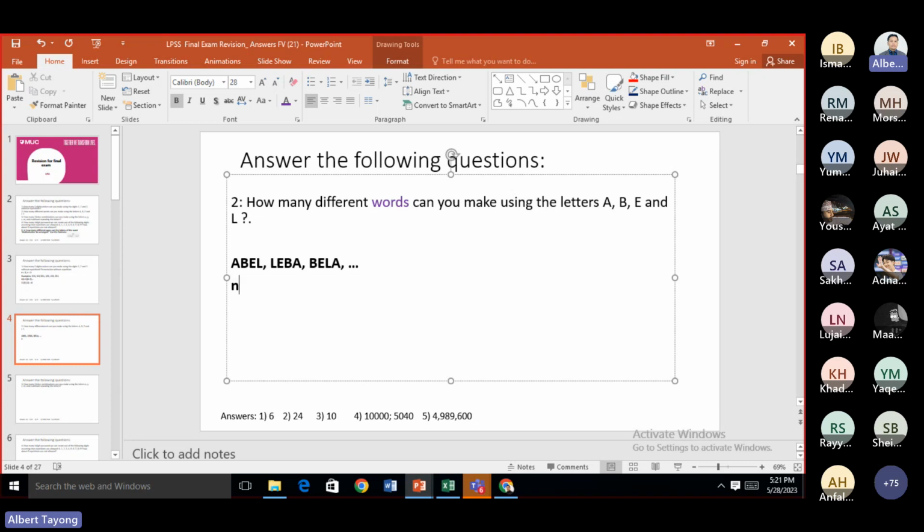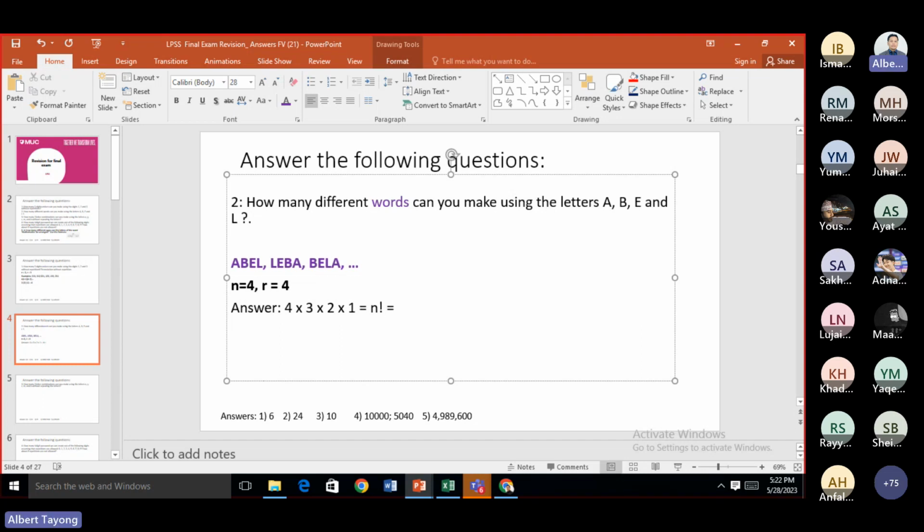Our n is equal to 4, and our r is equal to 4, because we are just actually rearranging. So every time we have 4 letters. Abel, we have Leba, Bella, and so on. So the answer is equal to 4 times 3 times 2 times 1, or we call this n factorial actually.